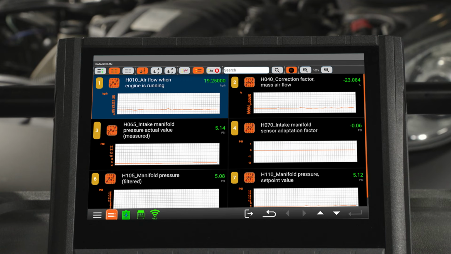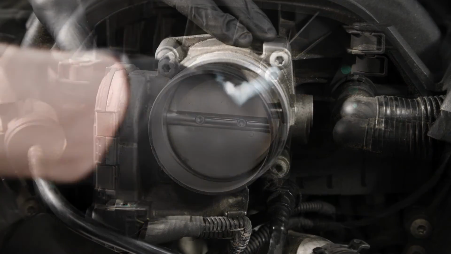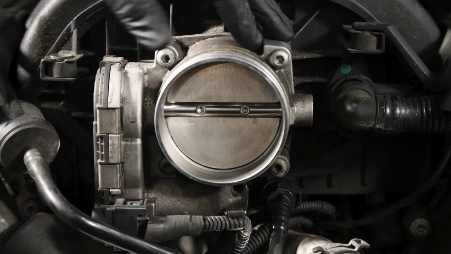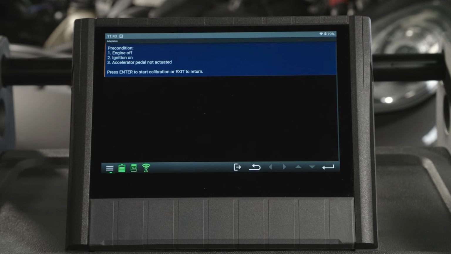Our subject vehicle, a 970 Panamera with a 3.5-liter engine, has a deviation of about minus 23. This indicates a mass air volume lower than expected at the current throttle angle. An inspection of the throttle plate reveals a cleaning is necessary. Once cleaned, we'll perform a throttle adaptation.